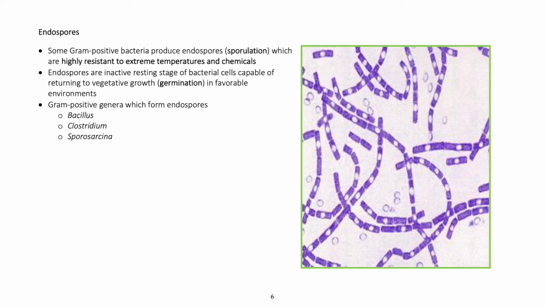Endospores. Some gram-positive bacteria produce endospores, sporulation, which are highly resistant to extreme temperatures and chemicals. Endospores are inactive resting stages of bacterial cells capable of returning to vegetative growth, germination, in favorable environments. Gram-positive genera which form endospores: Bacillus, Clostridium, Sporosarcina.